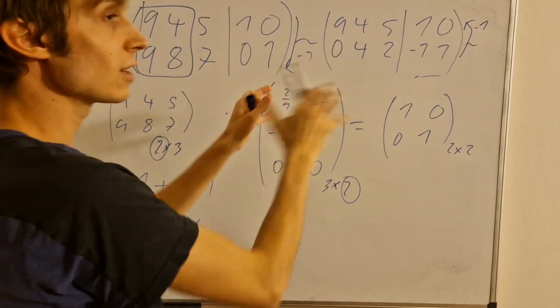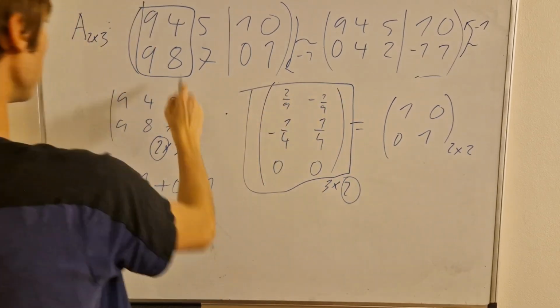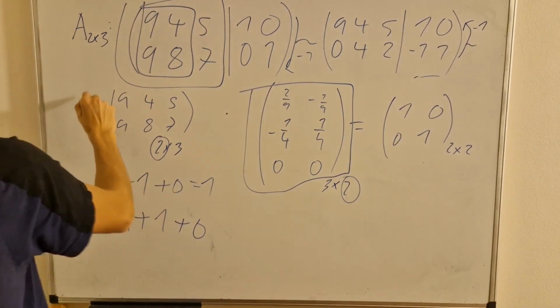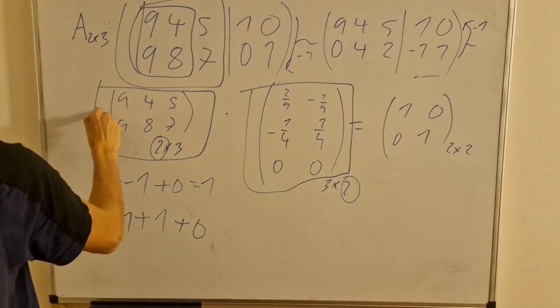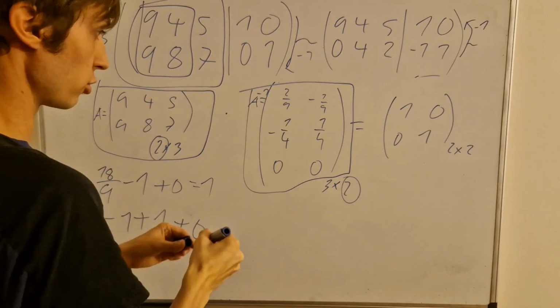Alright. So we got a right inverse to A. The right inverse is this matrix to this matrix that we had here. I also wrote it just once again here. This was A, and this was A to the minus first, the inverse to A from the right side.